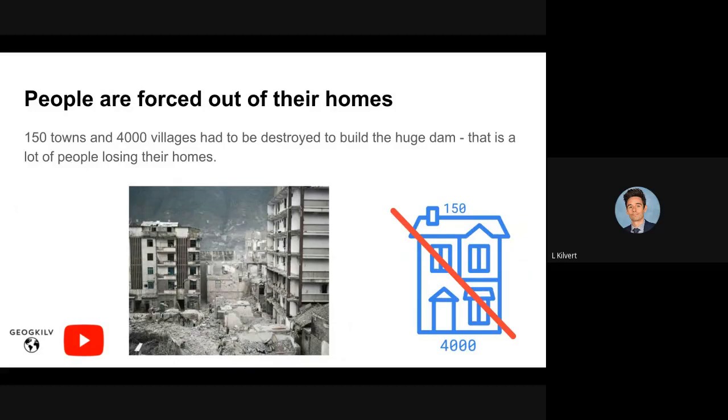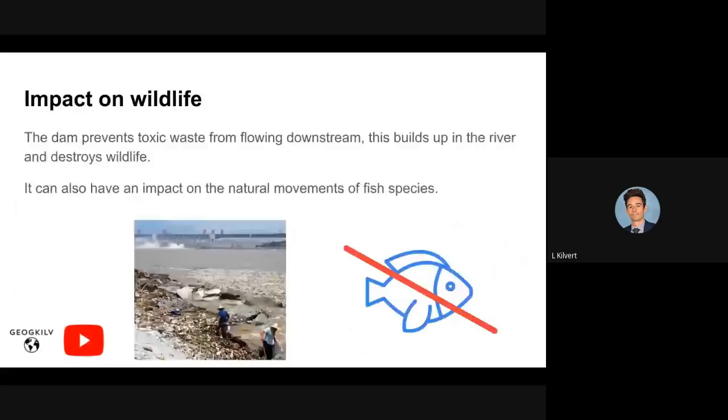And you can see in this image here some of the demolition work that had to go ahead to be able to flood all of these towns and villages. Then what we've got are the impacts on wildlife. Now, a dam is not a natural barrier, it's very much a human barrier, but it's a barrier. And that barrier prevents things from flowing downstream.